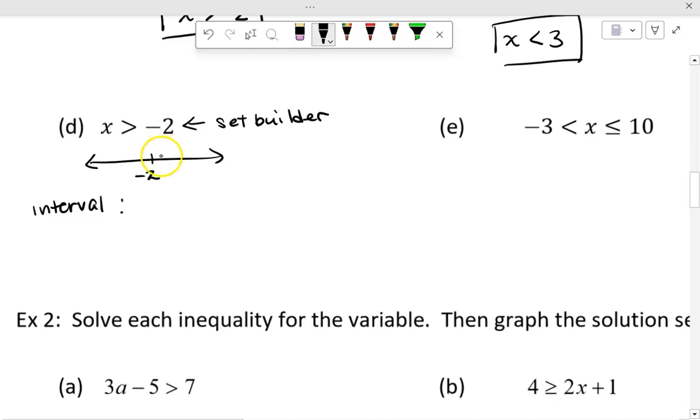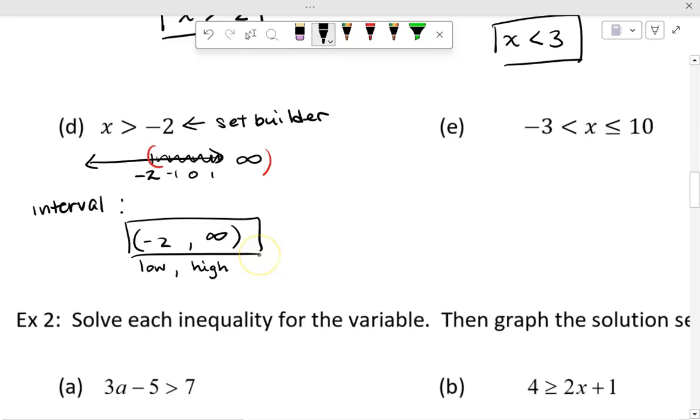X is greater than -2, so I'm going to shade anything on the greater than side, like -1, 0, 1, etc. Those numbers are greater than -2. X can be anything greater than -2 all the way up to positive infinity. And x is not allowed to equal -2 because there's no equal bar, and x will never equal infinity. My interval notation always goes lowest, comma, highest. So I'm going to put -2 first, and infinity is the highest it can be. Both get parentheses, and that's how to answer that question.